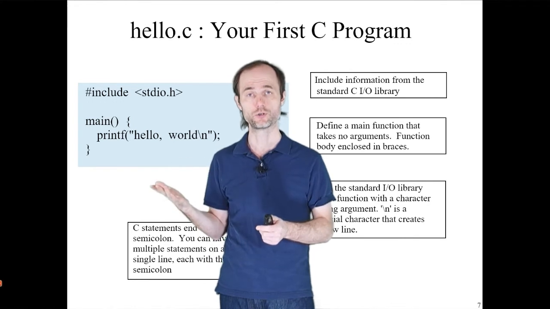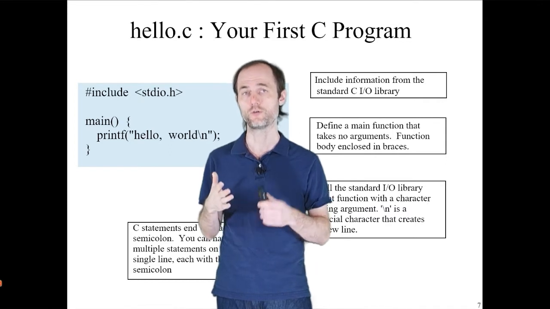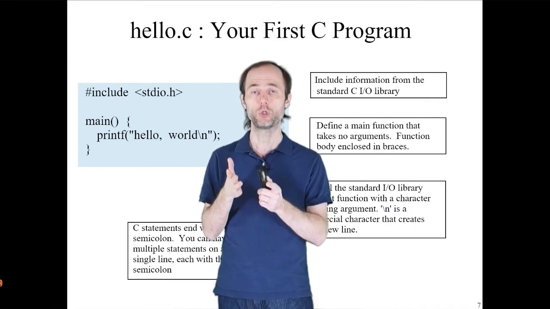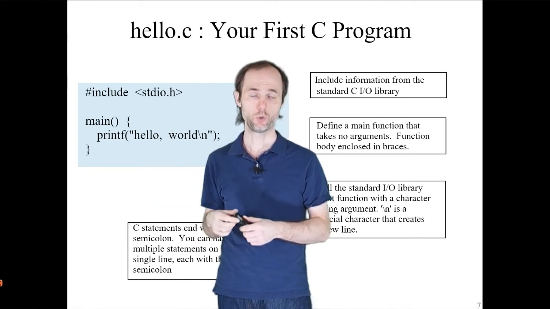\r is carriage return, for instance, and there are others. We will see more examples of such special characters later. So it's a combination of backslash followed by a character. And if you look it up, special characters C, you will get a whole list of them.